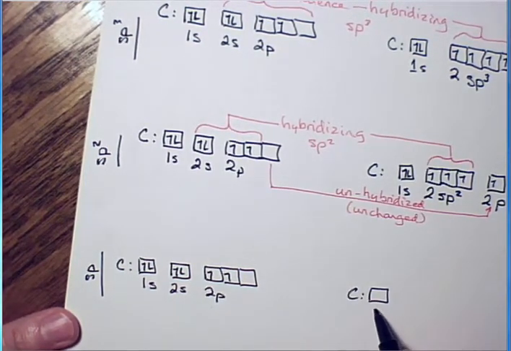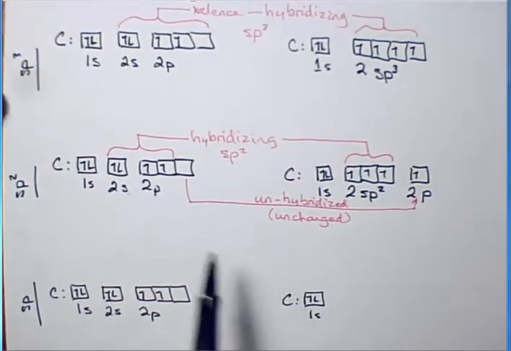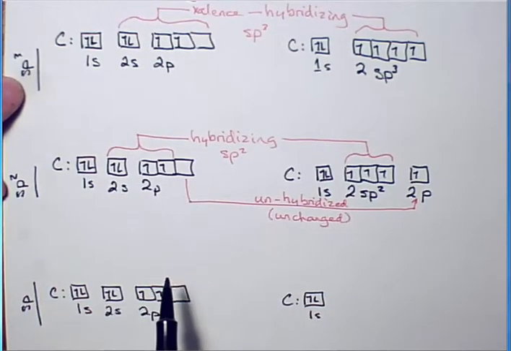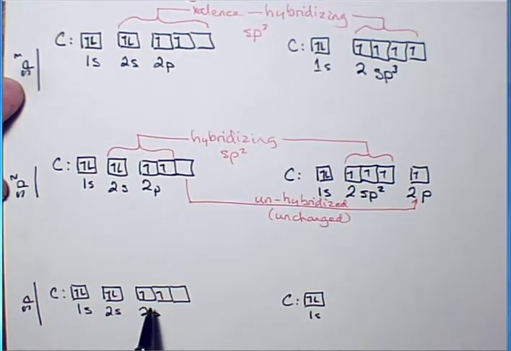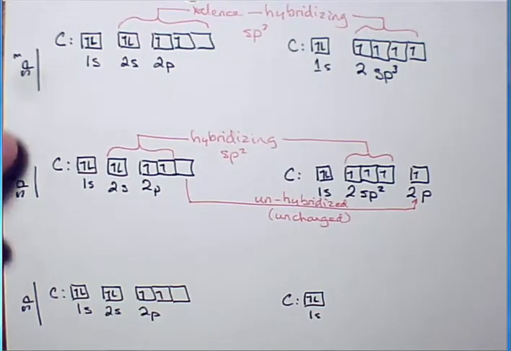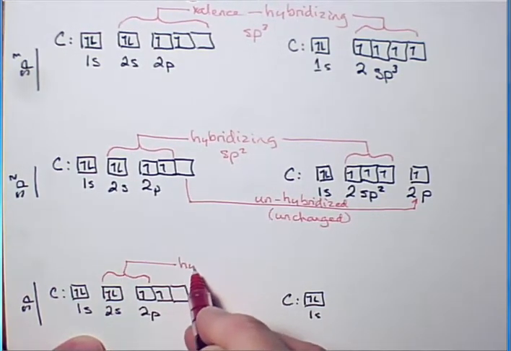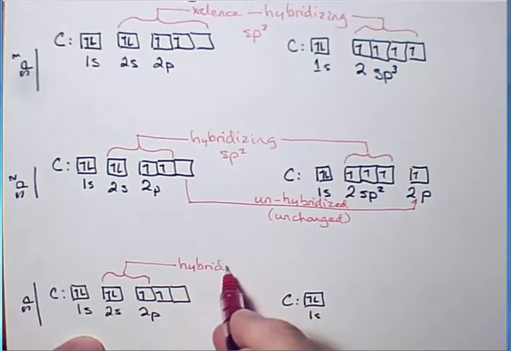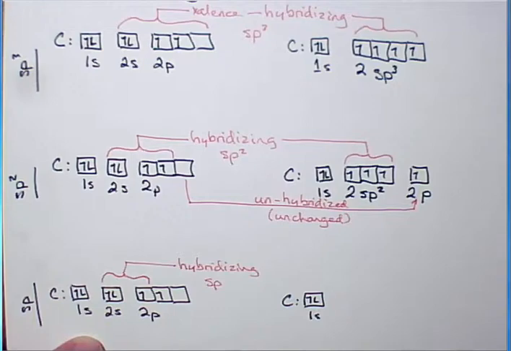And 1s remains unhybridized. All right, now sp3 means I hybridize 1s and 3 p's. Sp2 means I hybridize 1s and 2 p's. Sp must mean 1s and 1 p is what I want to hybridize. Okay, so only this orbital here and this orbital here get hybridized. So we're only going to put together 2 orbitals here.